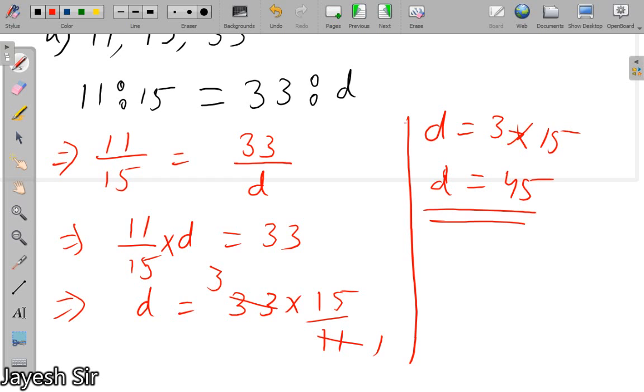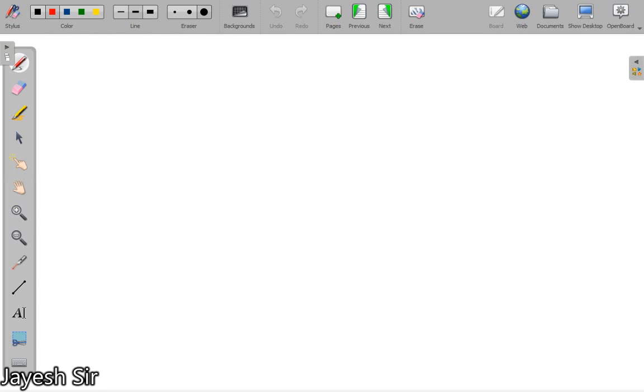Okay, now moving on to the second part of the exercise. Second part of the exercise is about continued proportions. Okay, so first of all, let us write down what are continued proportions.